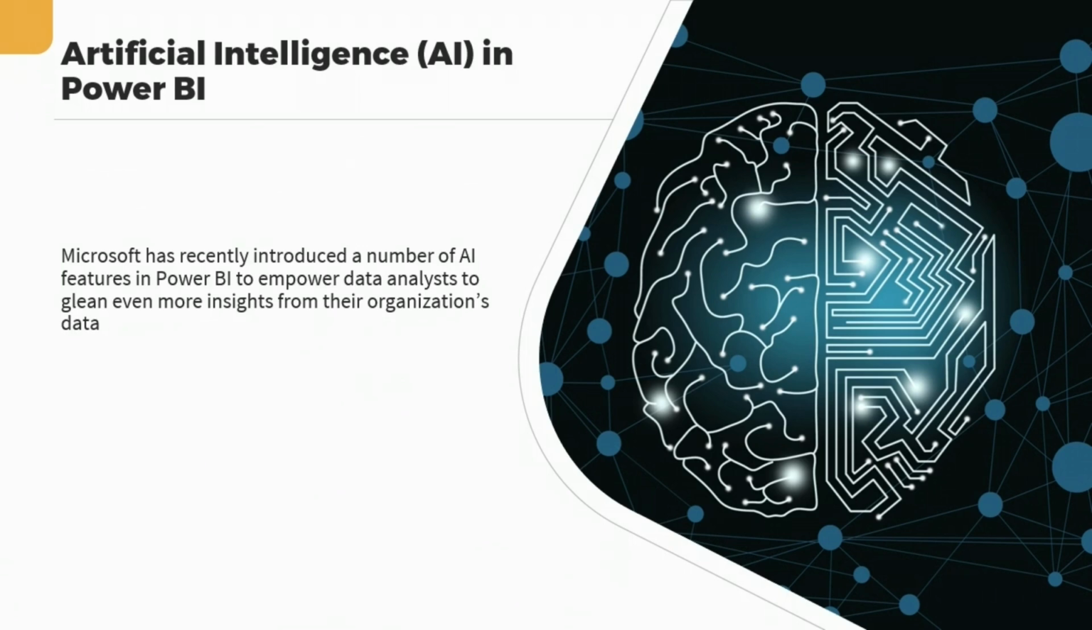Features that leverage AI empower data analysts to glean even more insights from their organization's data without them having to do all of the hard work themselves. Here are the AI features that we'll cover in this learning path, starting with insights generation. Power BI has a feature called Quick Insights that can generate data insights on your dataset automatically. You can run quick insights on an entire dataset or a specific dashboard tile.